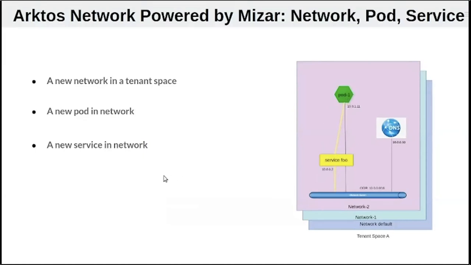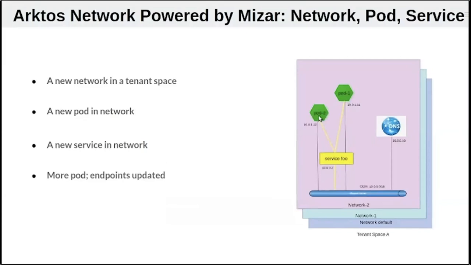What if now we want to add one more pod to the same service? The new pod will get its IP assigned properly, and the Mizar network provider will pick up the event and update the backend IP pool for that specific service. Then it will balance the load between these two pods instead of the previous only one. The point is, Arktos working together with the Mizar network provider is able to present a strongly isolated network model.